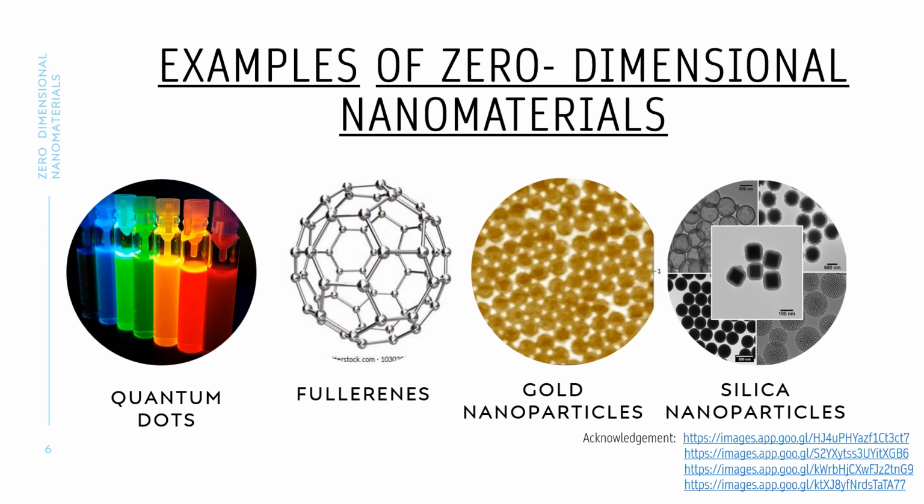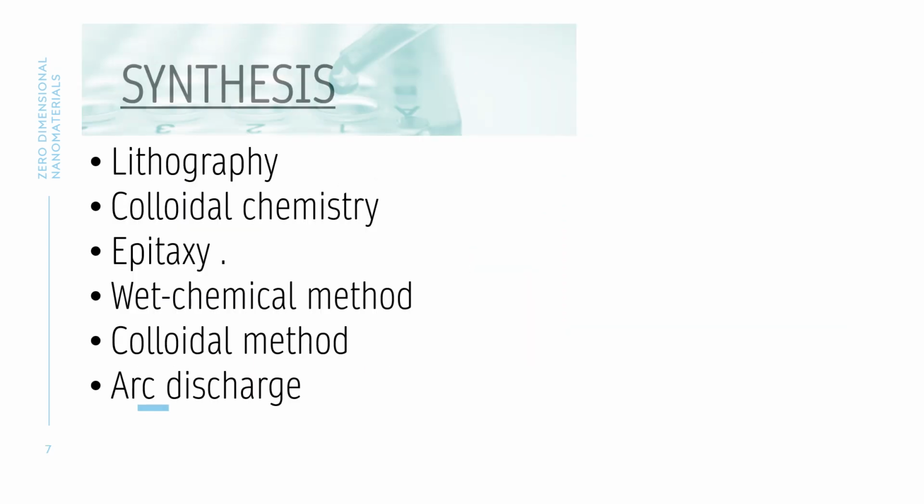A few examples of zero-dimensional nanomaterials are quantum dots, fullerenes, which are also known as buckyballs, like C60 fullerenes, gold nanoparticles and silica nanoparticles. As you observe here, this image is a transmission electron microscope image of hollow silica nanomaterials with mesoporous shells. So now I'll be discussing various techniques which are used for the synthesis of nanoparticles or zero-dimensional nanomaterials. Here are a few synthesis methods listed below.